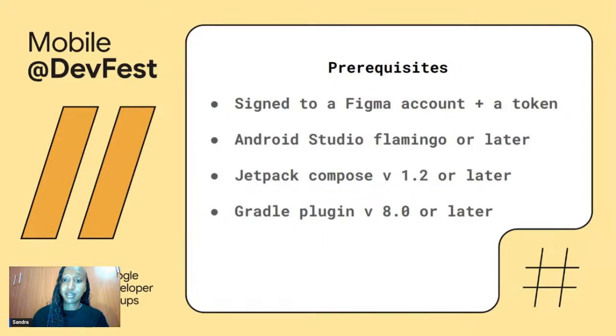We are gonna do that in a while. You're supposed to have Android Studio Flamingo or later. Currently I'm using Android Studio Koala. I think it's stable, though I don't think that's a stable version. I saw a couple of days ago there's another stable version that I don't know the name of, but as long as it's Android Studio Flamingo or later, you're eligible to use Relay. You should also have Jetpack Compose version 1.2 or later, and also Gradle plugin version 8 or later.